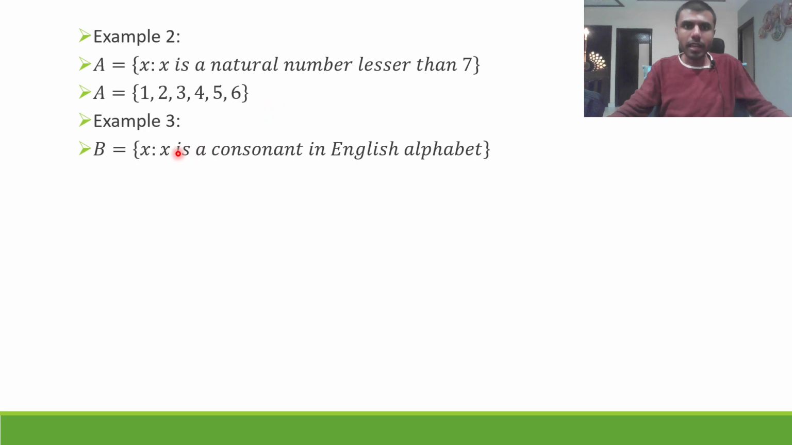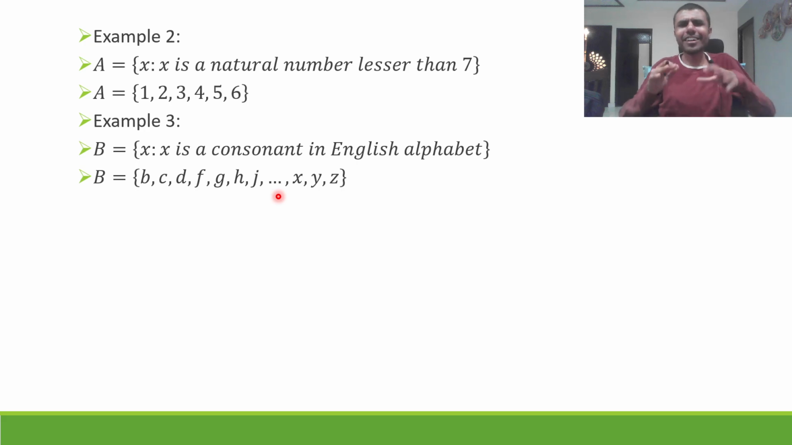Next. X such that x is a consonant in English alphabet. This is a set builder form. If you write it in tabular form or roster form, will A be there? No, because A is a vowel, it's not a consonant. B, C, D, not E, because E is a vowel. So B, C, D, F, G, H, not I, J, dot, dot, dot, till X, Y, Z. I'm not writing all of them. The dot, dot, dot means what it means. That shows our laziness. Obviously, we cannot, but there are like 21 consonants. That's just too much to write.